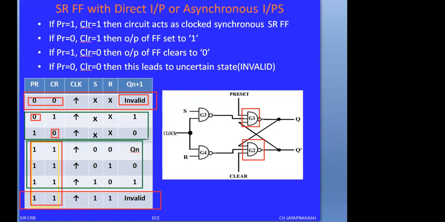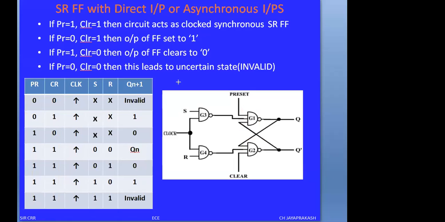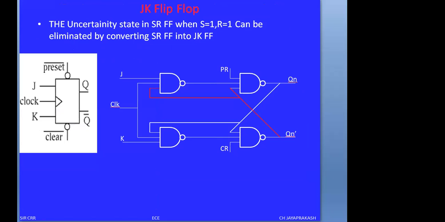The condition that differs is when S equals 1 and R equals 1, or when preset and clear equal 0. For these conditions, we are going to eliminate them in the JK flip-flop. Now we are going to see what a JK flip-flop is. The uncertain state of the SR flip-flop for S equals 1 and R equals 1 can be eliminated by converting the SR flip-flop into a JK flip-flop. That is, this will be eliminated by converting SR to JK.